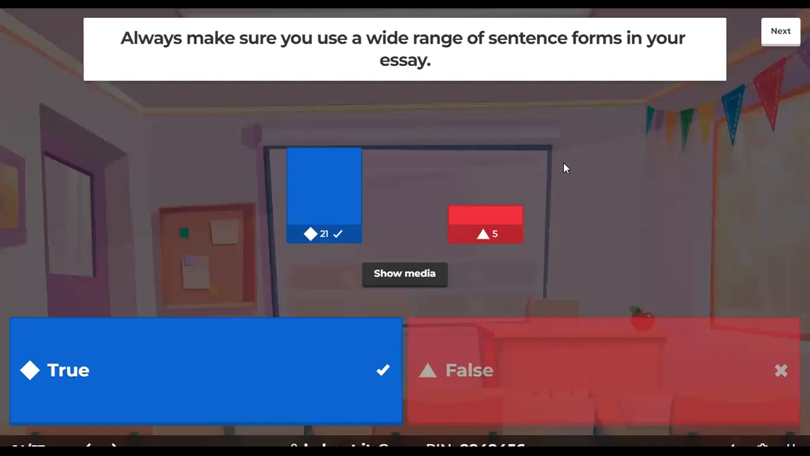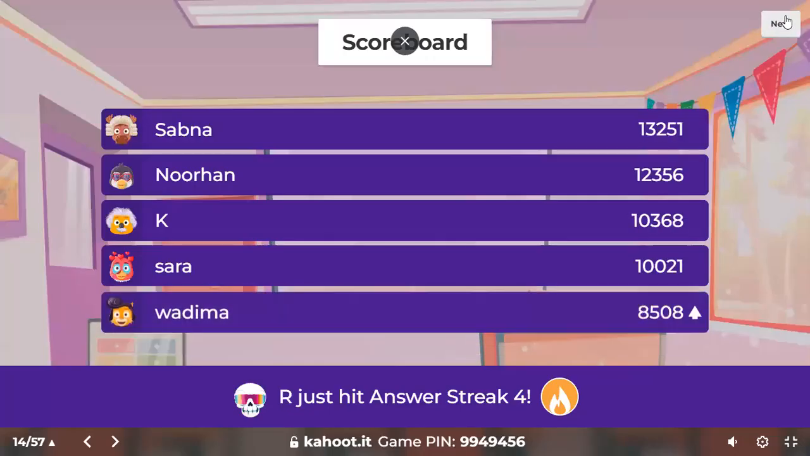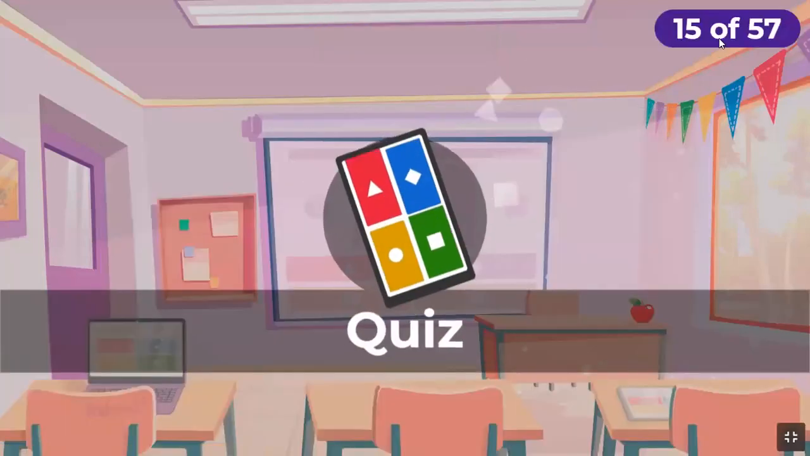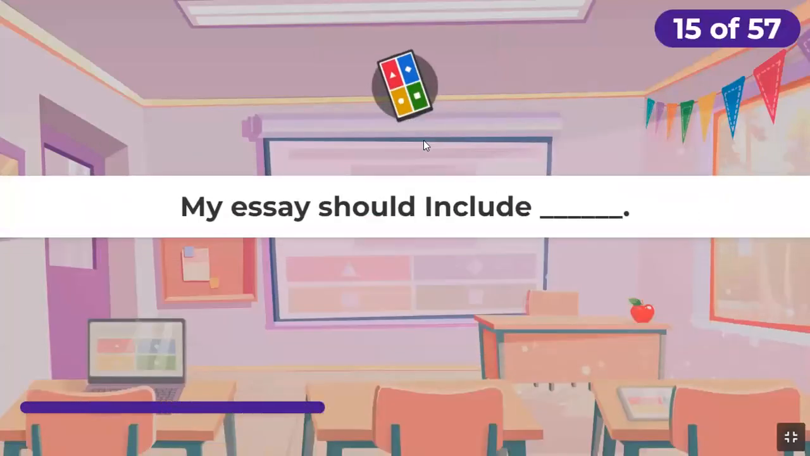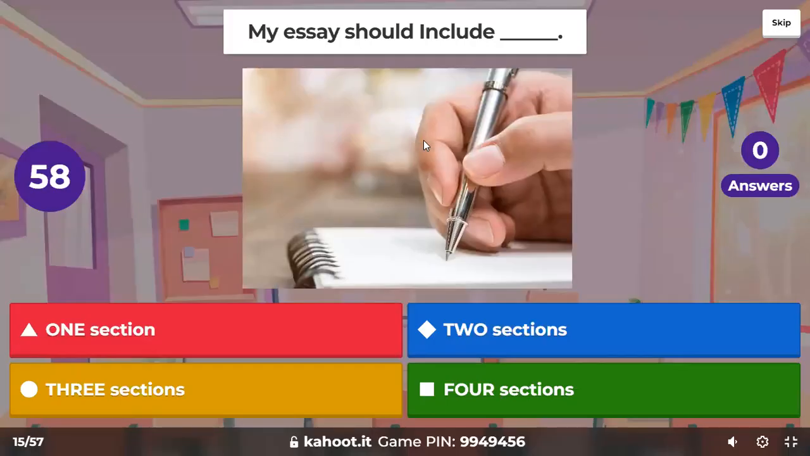My goodness, we have 5 students who said it's incorrect. False. Now, if you don't use a wide range of sentence forms in your essay, those who said false, what score do you think you will get? You will get nothing. This is why we are studying the types of sentences: simple, compound, complex, compound-complex. I want you to use them.